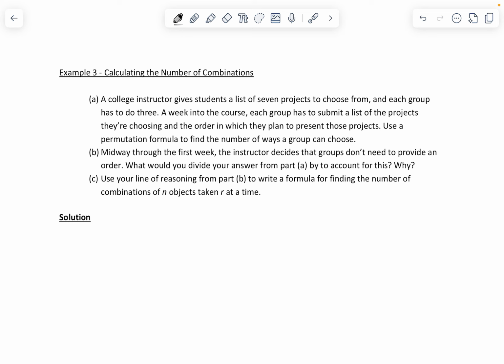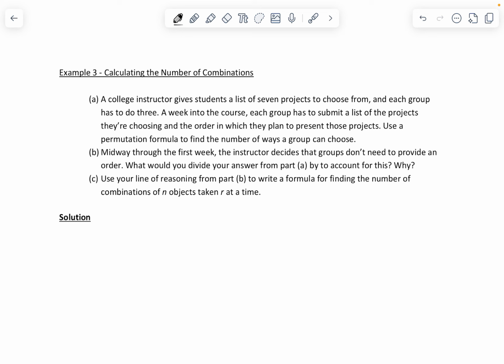Part A. A college instructor gives students a list of 7 projects to choose from, and each group has to do 3. A week into the course, each group has to submit a list of the projects they're choosing and the order in which they plan to present those projects. Use a permutation formula to find the number of ways a group can choose.